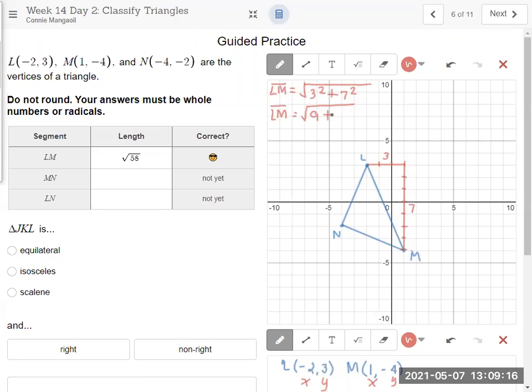And then 7 squared would be 49. And 9 plus 49 will give us 58, right? Now, 58 is not a perfect square. When you get the square root of 58, you get a decimal, which means that we have to keep the square root of 58. Same thing, we got this. Square root of 58.